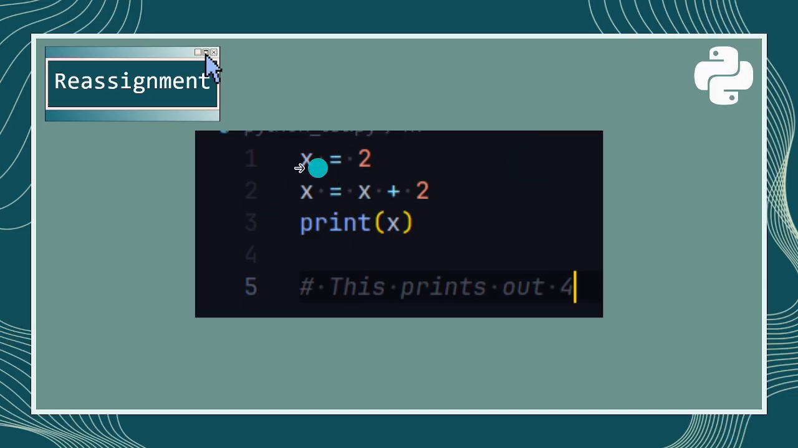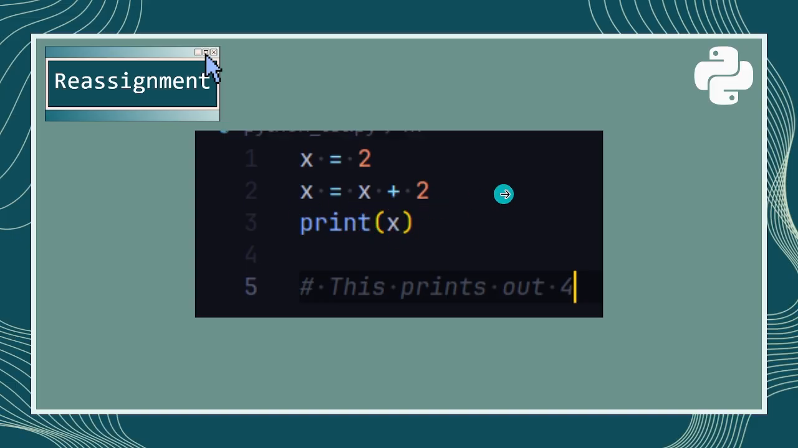So here, x is being set to the value of 2. Okay? And then 2 is being added to x. And that's being set to x again. And then when it prints x, it prints out 4. Because here, when it does x plus 2, it's doing 2 plus 2, which gives you 4. It's saying x is equal to 4. So now when it does print x, it prints out 4.